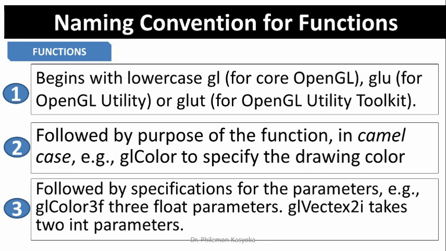Now the third one is followed by specifications for parameters. For example, we can have glColor3f. The 3f basically tells us what we should see within the parentheses after that particular function: 3 floats must be there. If it is, for example, glVertex2i, then we are talking of 2 integer parameters there. So we're going to see these as we get into the coding.